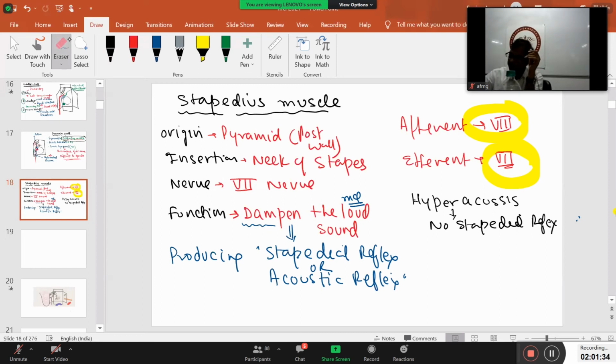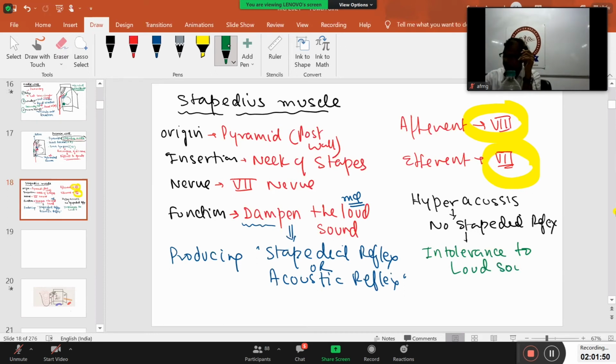And therefore, how will this patient complain or present? Yeah, this is intolerance to loud sound. So patients say, I have no problem. Only when there is loud sound, I feel irritated. I feel it is too much. I can't tolerate it. Normal sound, when somebody talks to me, conversation and all is okay. But loud sound, I feel irritated.